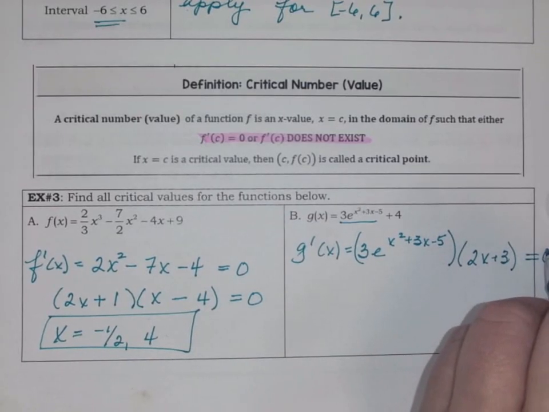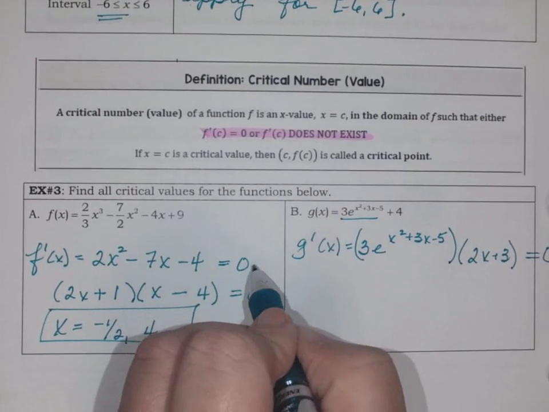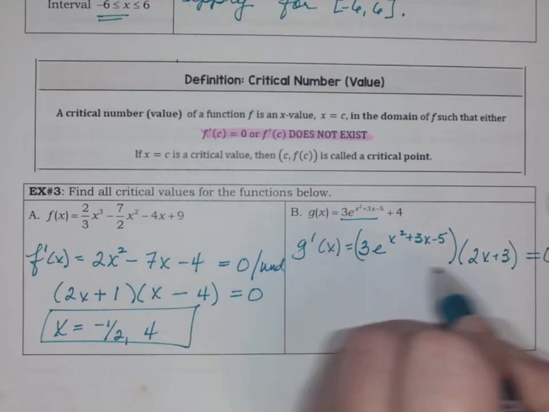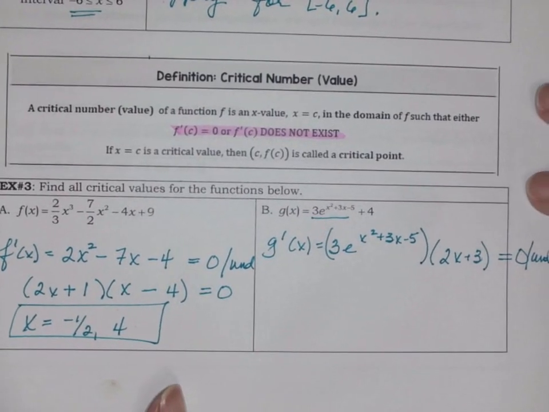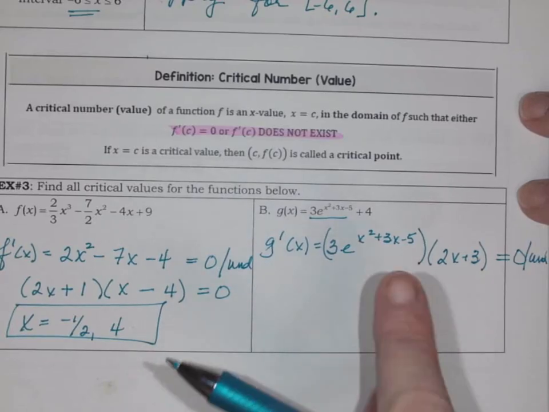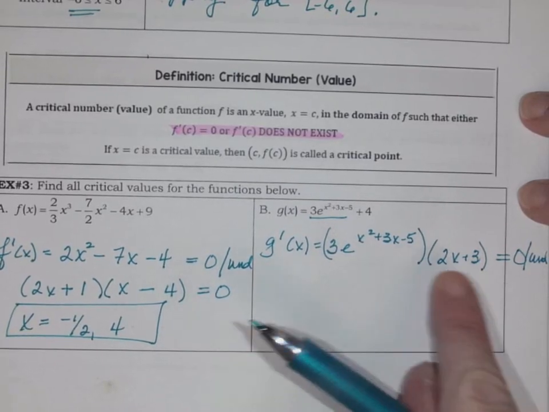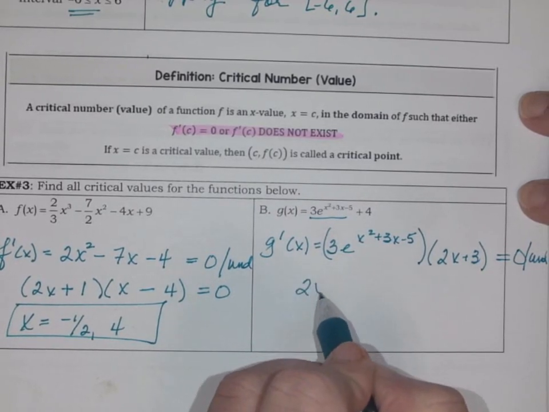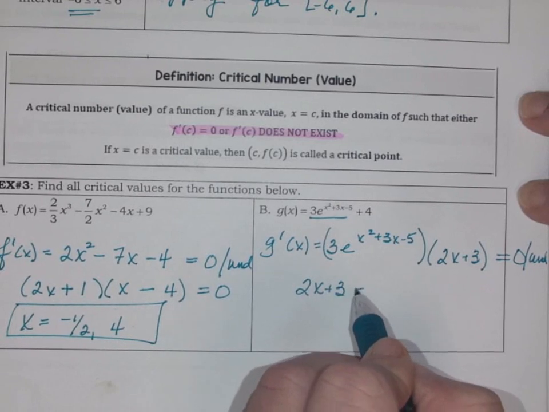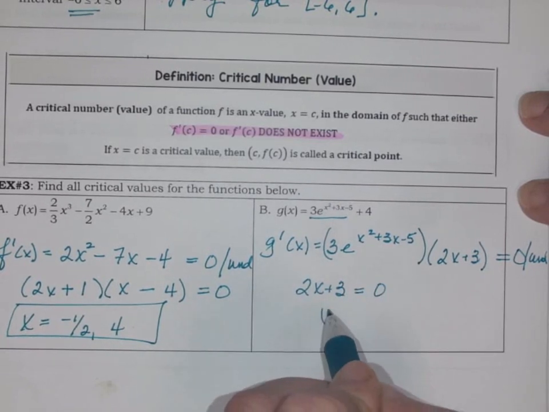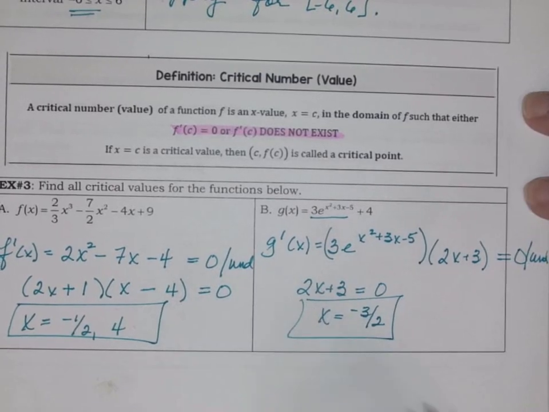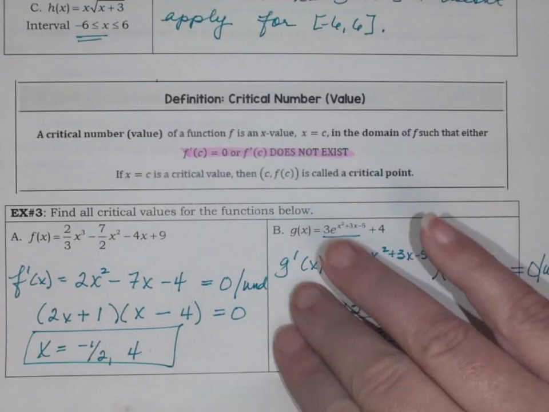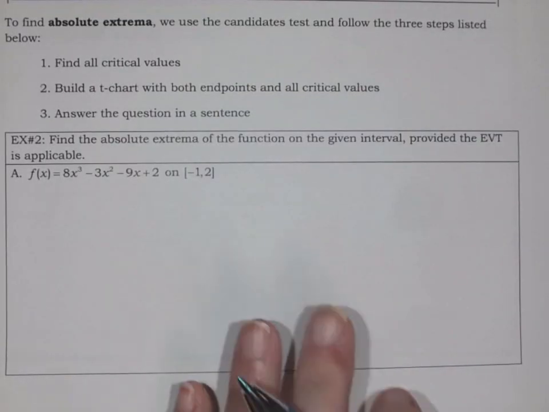So we want to know where this is 0, or I should have said undefined, 0 or undefined. So when we do that, now e, remember, can never be 0. So I'm going to do 2x plus 3 is equal to 0, so x is equal to -3/2. So that would be our critical value. All right, a couple more.